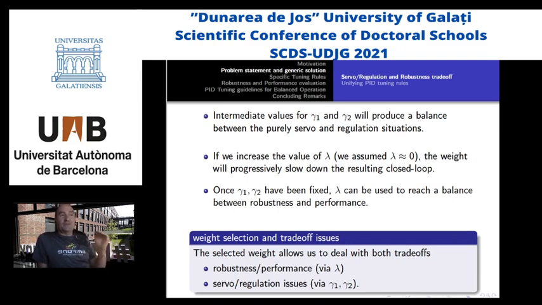Therefore, the selected weight will allow us to deal with the two different trade-offs that we are interested in. The robustness performance, and this will be via selection of lambda. And then, once you have lambda fixed, the servo regulation issues with the appropriate selection of the gammas, which have this interval of allowed values. So it's a way of putting the specification and dealing with the trade-off inside the weight of the weighted sensitivity problem.